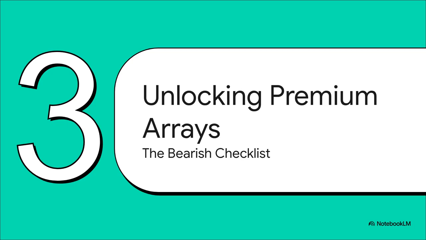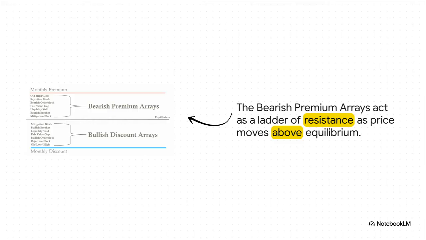Let's start by looking at the premium arrays. This is your bearish checklist for resistance. So as price starts rallying up into a premium zone, it doesn't just bump into random resistance levels, it actually climbs a very specific ladder of these PD arrays. According to this model, it's going to encounter these levels in a specific order, starting from the bottom with a mitigation block and working its way up. This gives us an incredible blueprint for spotting potential reversal points.